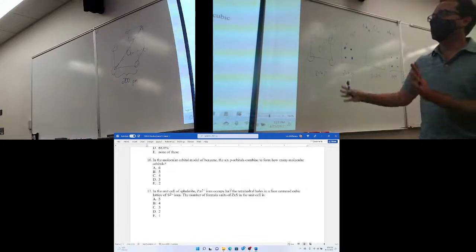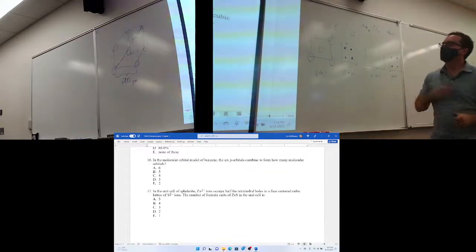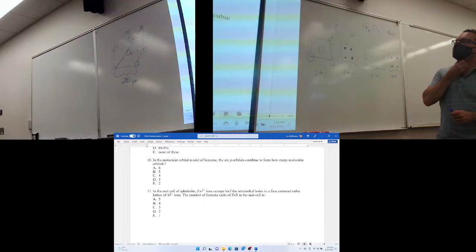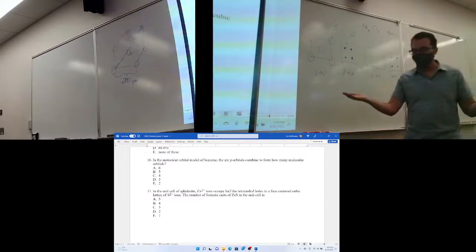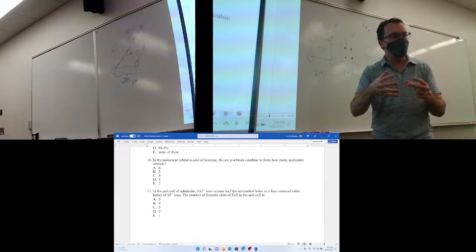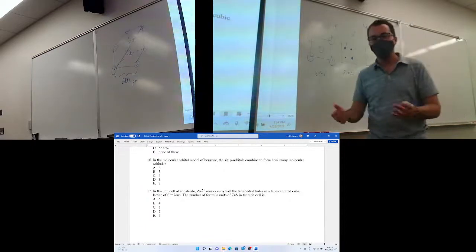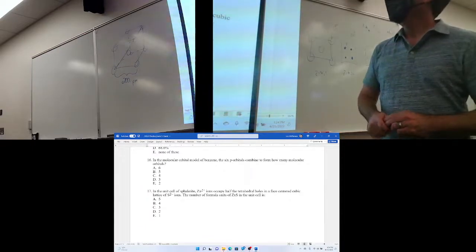I don't want it to be a geometry problem, so we're not going to do it. So in the molecular orbital model of benzene, the 6 p orbitals combine to form how many molecular orbitals? 6. The basic rule is however many atomic orbitals you mix together, you'll get the same number of molecular orbitals.